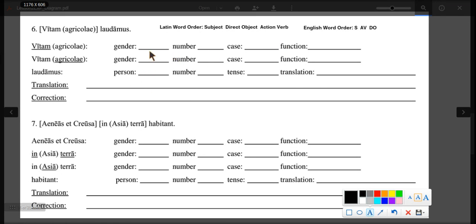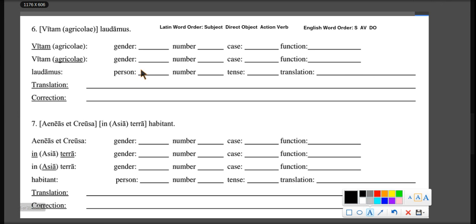Now, looking at our first sentence here, we have vitam agricolae laudamus. When you are going from Latin to English, it is always good to start with your verb, and you will see why here very soon. So laudamus, if you have your personal endings memorized, you recognize that mus ending as your first plural ending. So it's the pronoun we is hiding in that mus ending.